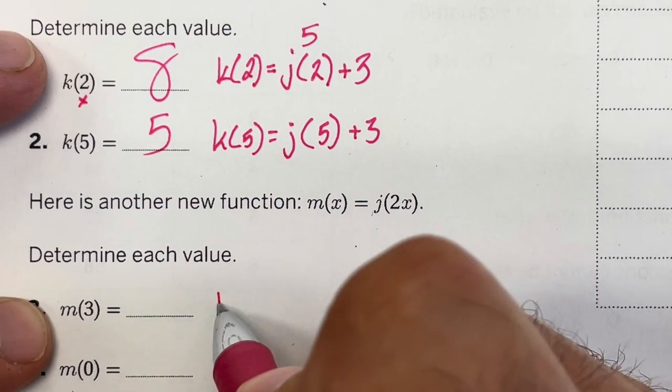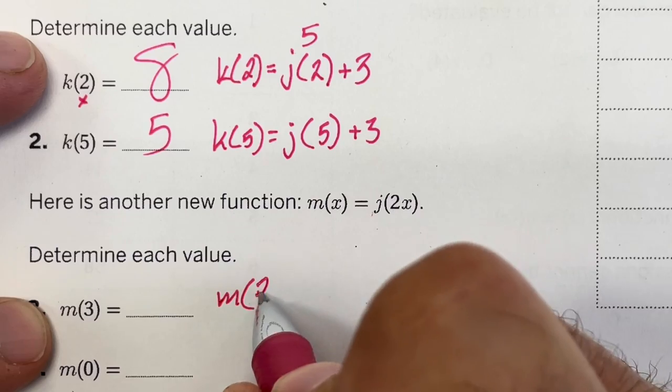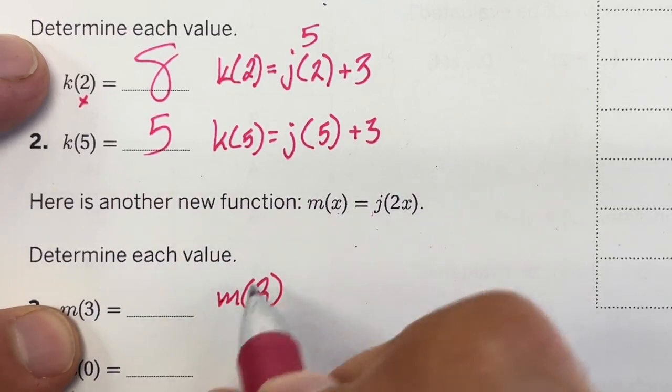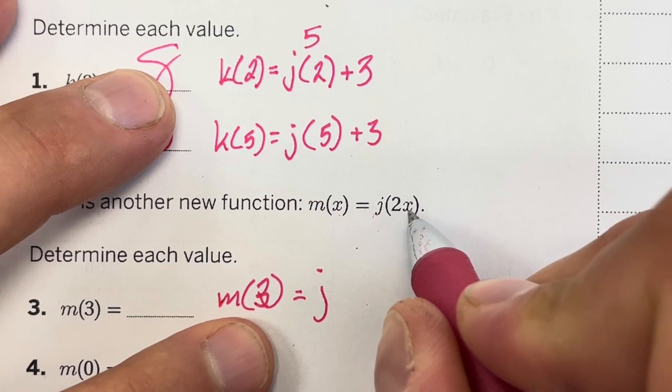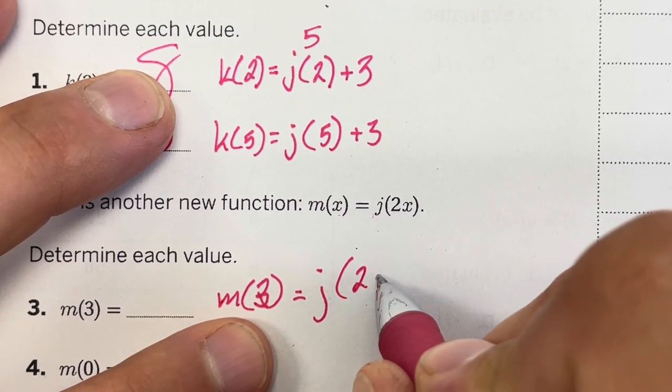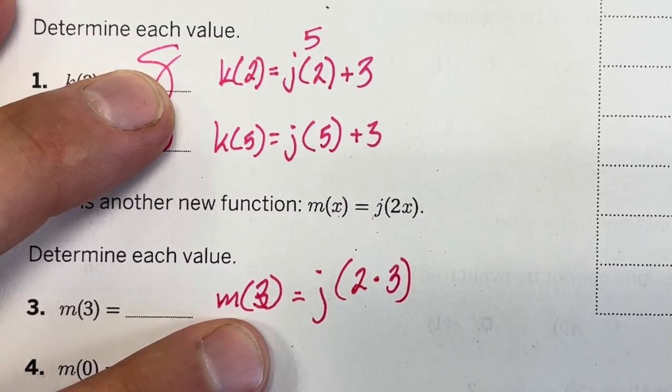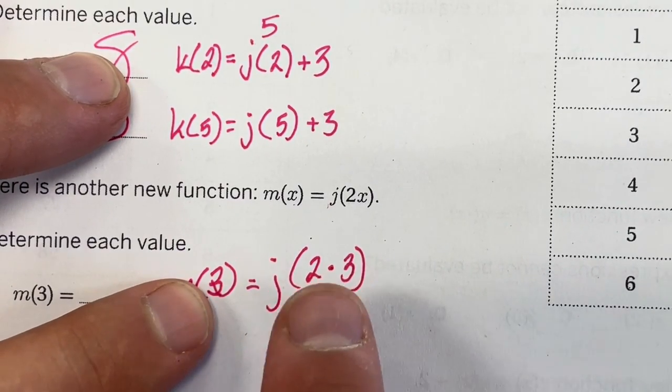To find m of 3, 3 is where the x is. So that means I'm going to take j, and where the x is, I'm going to put a 3. J of 2 times 3. Well, what's 2 times 3? 2 times 3 is 6.